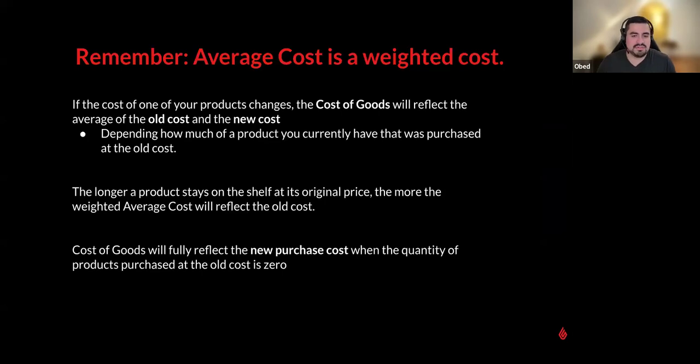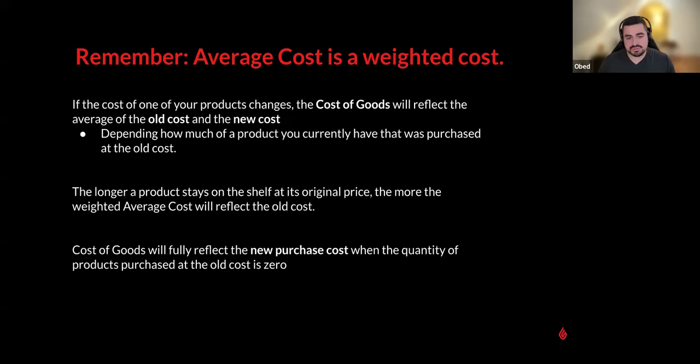Again, remember the average cost is a weighted cost. So if the cost of one of your products changes, the cost of goods will reflect the average cost of the old supply price and the new supply price. So depending how much of a product you currently have that was purchased at the old cost, that might affect your average cost more. So the longer a product sits on the shelf at the original price, the more the average cost will be influenced by that amount.